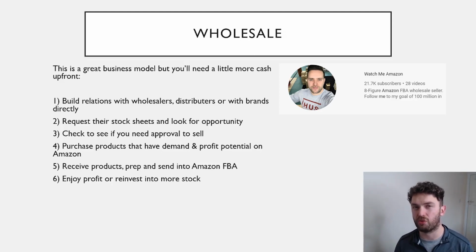You need to make sure these products are right. And again, you need to make sure you're able to sell them, because some products and some categories are gated. So be aware of that. Like I say, check to see if you need approval to sell. So if you're happy with all that, purchase your products that have demand and profit potential. Receive the products. You'll have to take them all out, prep them, however you're doing it, and send them into Amazon FBA.